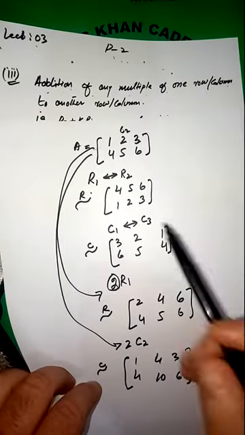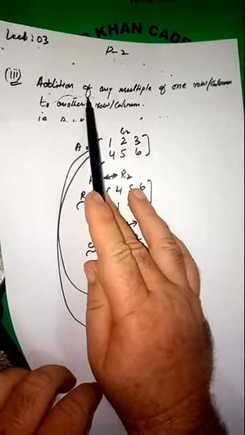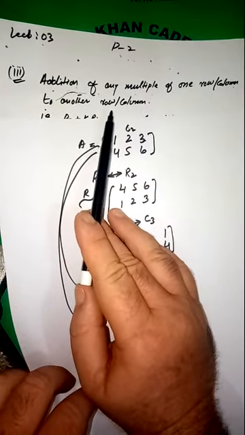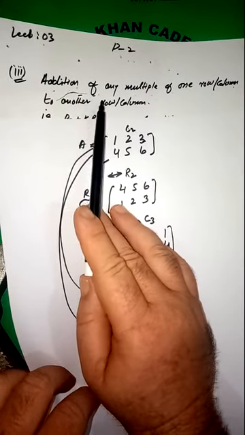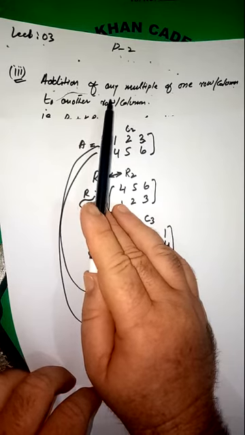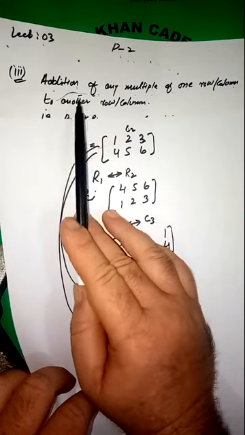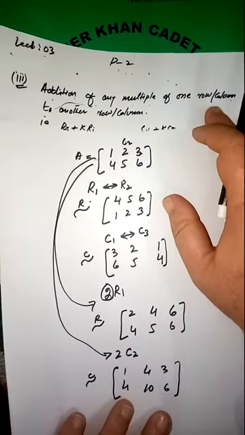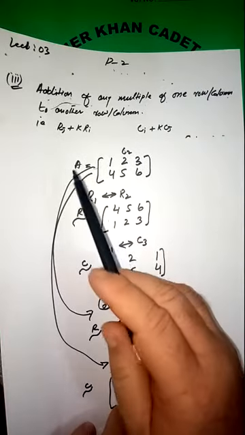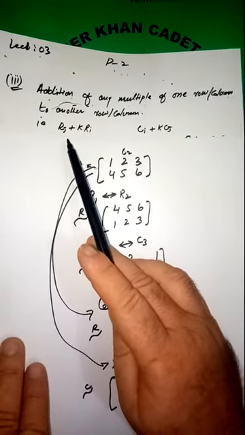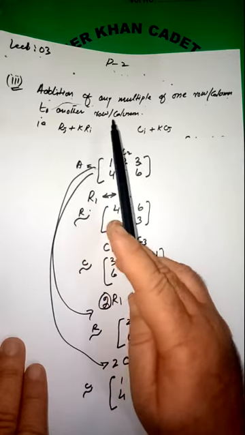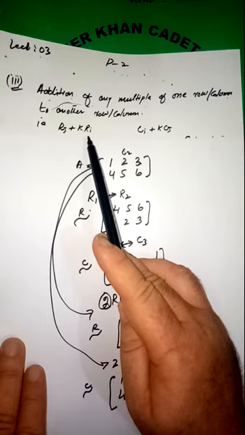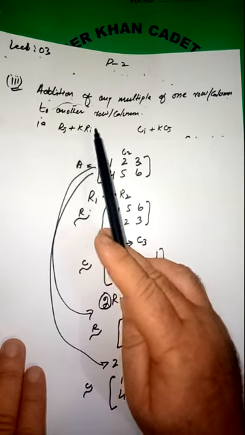Third, addition of any multiple of one row or column to another row or column. What is meant by this? For example, if we have the operation Rj plus kRi, look at the addition of any multiple. This multiple is k of one row, any row, maybe row 1, row 2, or row 3, added to another row.